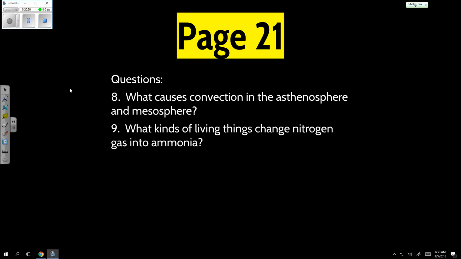What kinds of living things change nitrogen gas into ammonia? The answer to that question is bacteria in soil and roots.